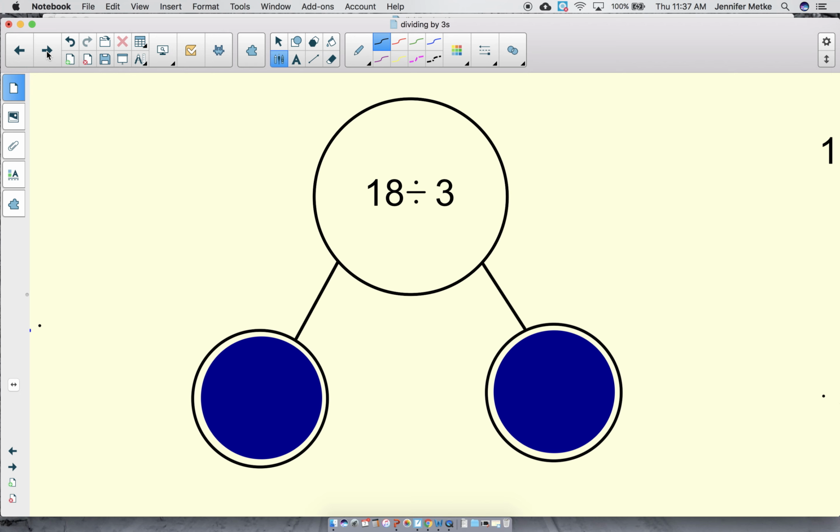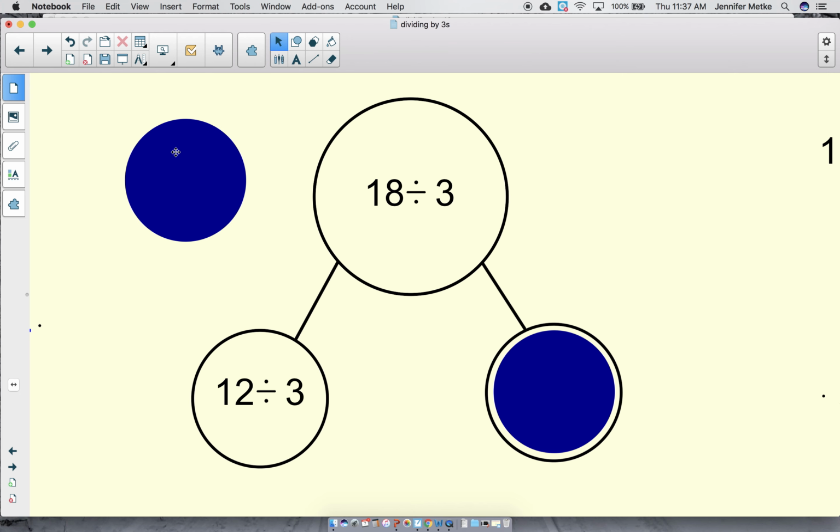One way I could do this is to use a fact that I already know. This is really leaning on the distributive property for multiplication. I'm going to take 18 divided by 3 and decompose it. I'm going to chunk it out into something that I might know to help me solve this problem. Let's say I don't know 18 divided by 3, but let's say I do know 12 divided by 3. Well, I know 12 divided by 3 is 4.